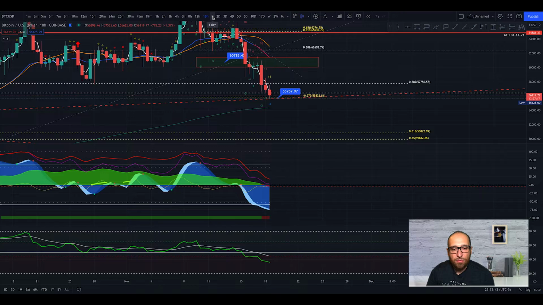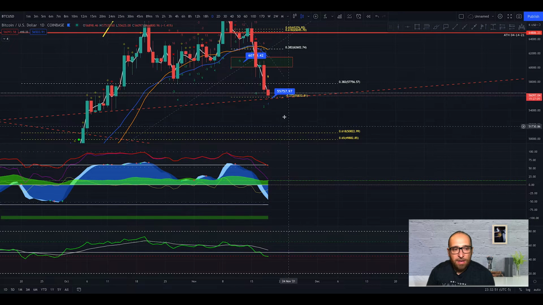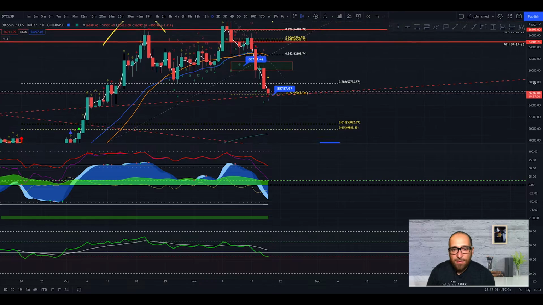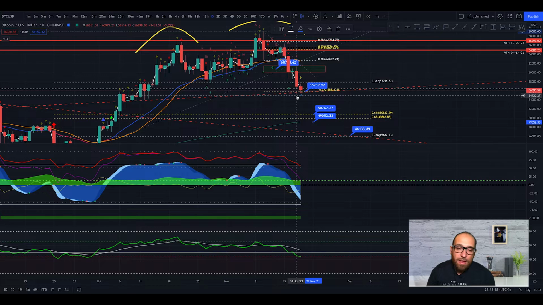18 hour too, the same thing. And one day we talked about this. Right now, if we have to look for another price to the downside, I will look at this golden pocket, 50,000, between 50,000 and 49,000, because it's the EMA 200. We can test this target.